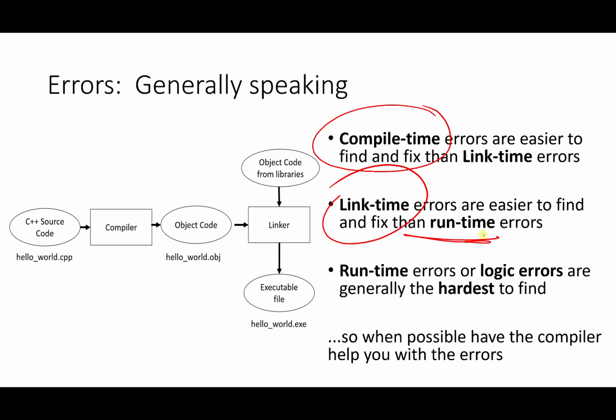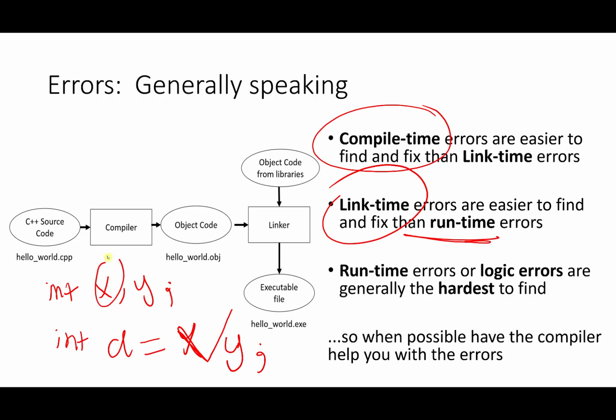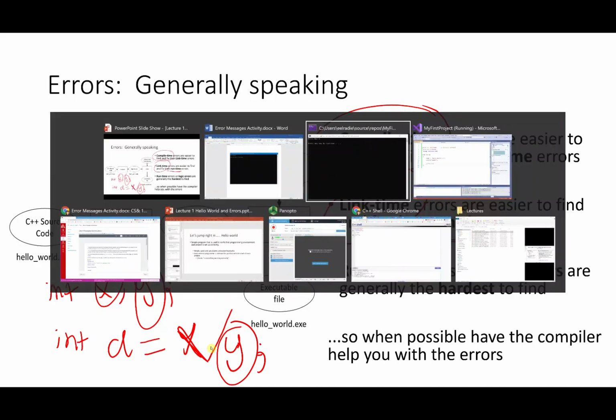Runtime errors happen only if the user enters something that would break your code. Something like what? Something like if I have int x and y, and int d for the division, equal to x divided by y. Now, if I get x and y from the user, and y is zero, then something is wrong. You cannot divide by zero. So your code is going to work in all cases, but not with a zero. Let me show you an example of that.